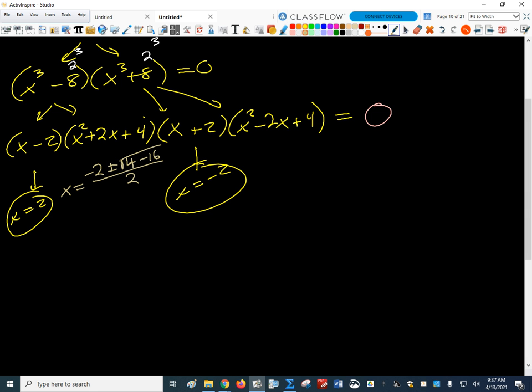So what's that going to give me then? x equals negative 1 plus or minus the square root of negative 12 is going to be 2 radical 3, and the 2's will cancel. So I'm just going to get that.